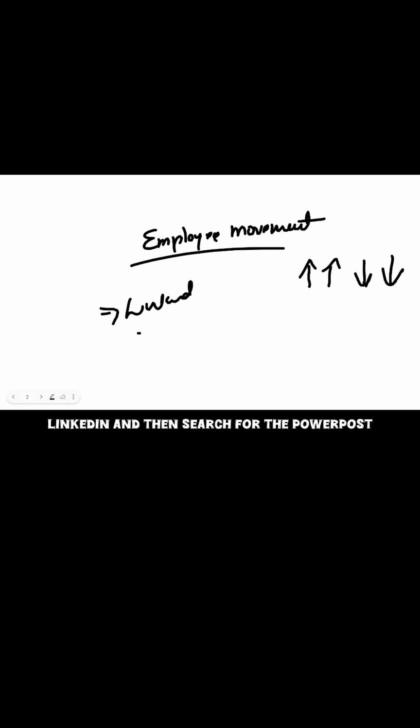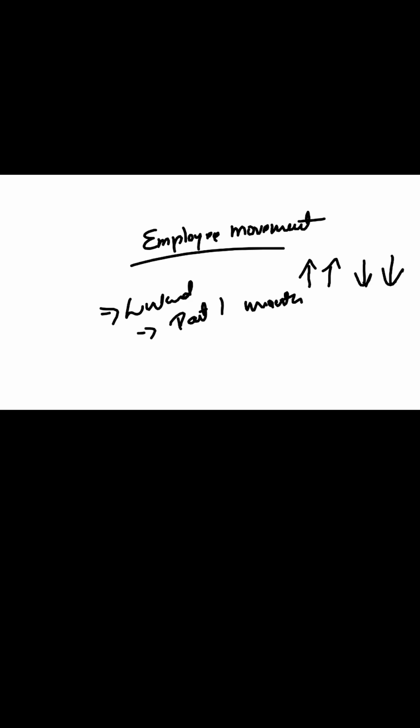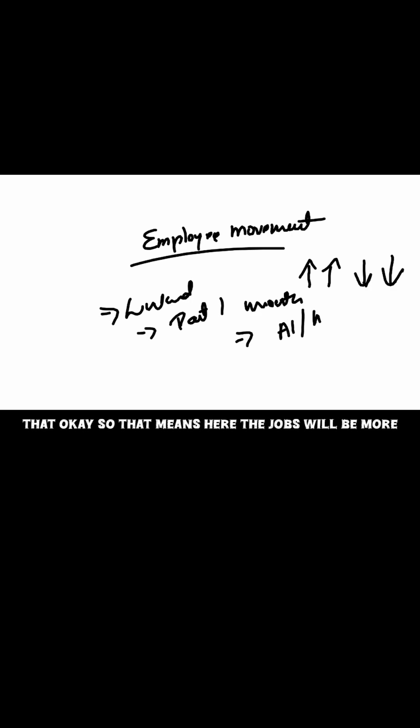On LinkedIn, search for the job posts of the past 1 month, and then see the trend, where most of the people have joined. If you want to see the people who left, you don't need to worry about that. The more they hire for any particular department, that means a lot of people have been leaving from that particular department or job title, maybe AIML or something like that. So that means the jobs will be more and they will have more openings over here.